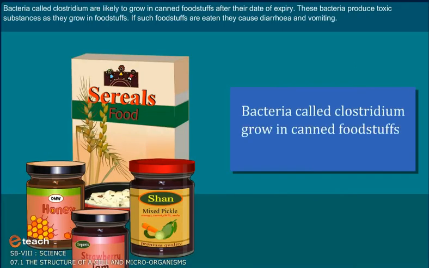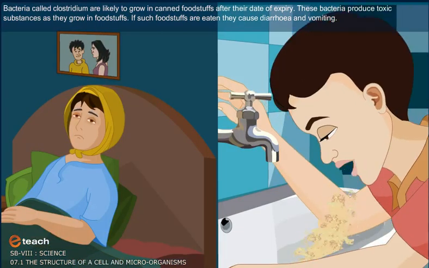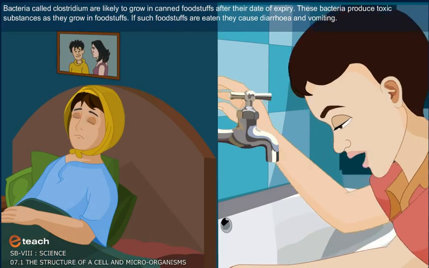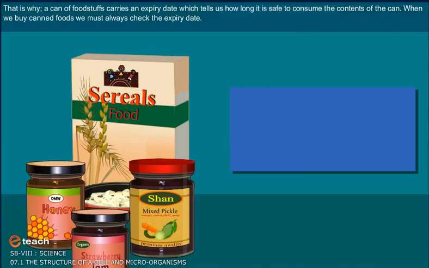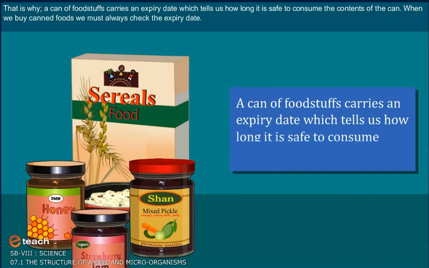Bacteria called Clostridium are likely to grow in canned foodstuffs after the date of expiry. These bacteria produce toxic substances as they grow in the foodstuff. If such foodstuffs are eaten, they cause diarrhea and vomiting. That is why a can of foodstuff carries an expiry date which tells us how long it is safe to consume the content of the can. When we buy canned food, we must always check the expiry date.